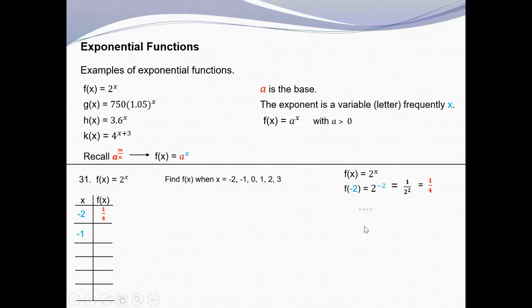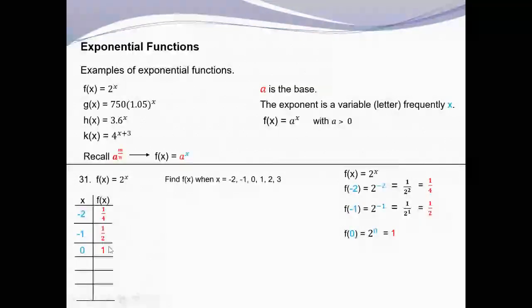When x is -1, we repeat the process, but instead of plugging in -2, now we're going to plug in -1. We evaluate the function at -1 for the x value. So this will be 2 to the -1. Again, this is the negative exponent rule. It's going to be 1 over 2 to the first power, which gives us 1/2. So when x is -1, y is 1/2. Now let's try 0. Remember, guys, anything to a 0 power will always be 1. So when x is 0, y is 1.